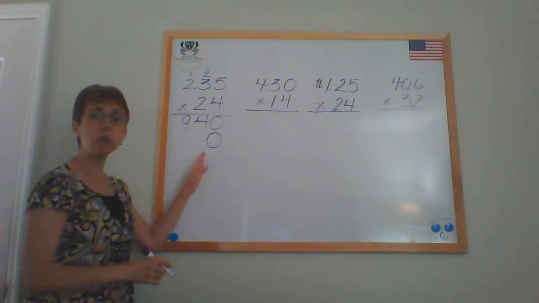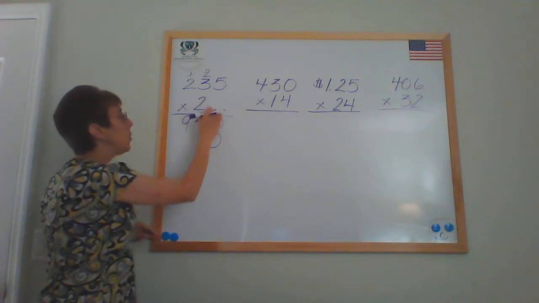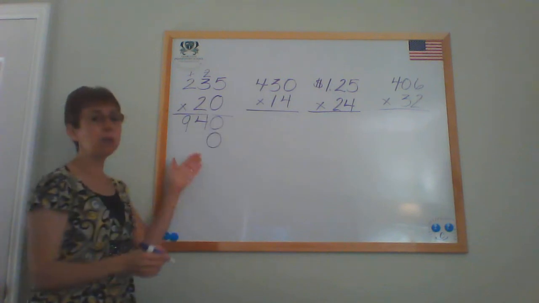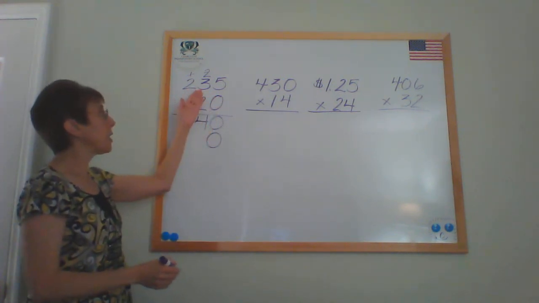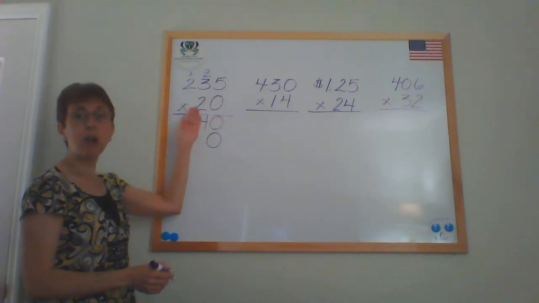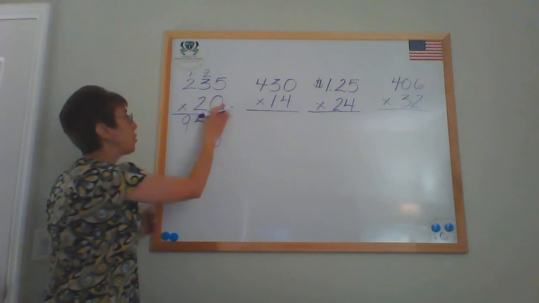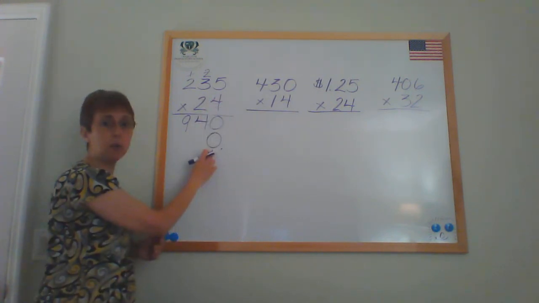Now that we are finished with the digit that is in the ones place, we put a 0 to hold our place. The reason we have the 0 there is because this 2 is in the tens place, and it's as if we are multiplying 235 times 20. We first had to multiply 235 times 4. Now we have to multiply 235 times 20. Okay, that's why the 0 is here.